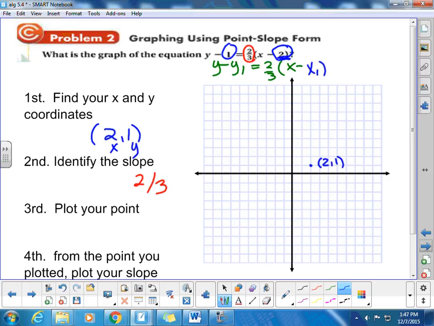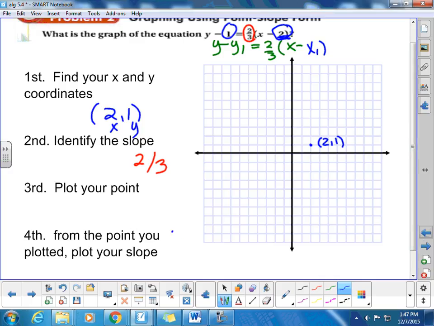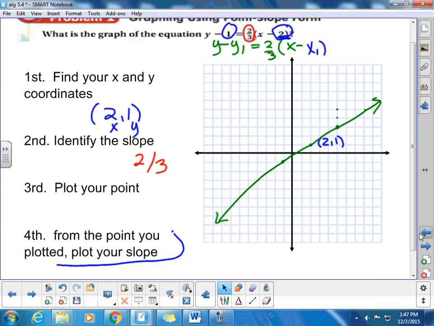Then it says from the point you plotted, plot your slope. So I have a slope of 2/3. After I take this point, I go up 2 and over 3, up 2 and over 3. I could have also gone down 2 and over 3. So right there is my line by using the point slope formula.